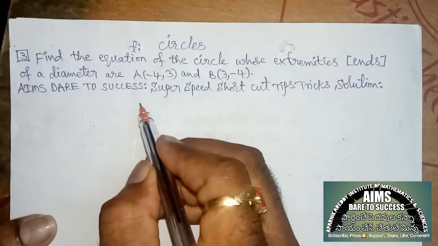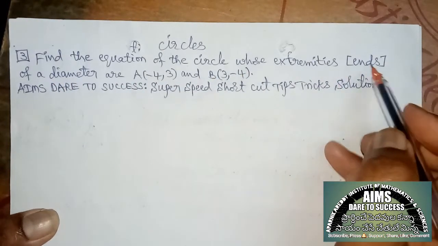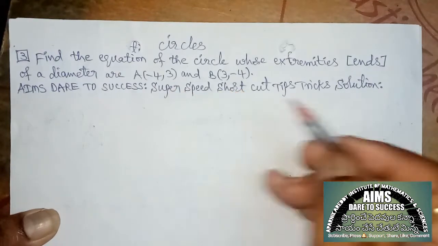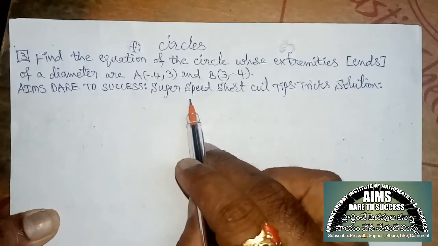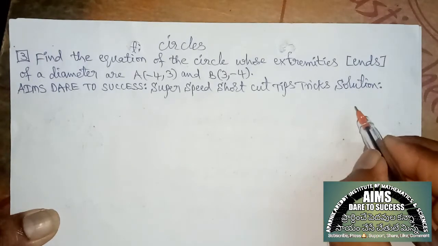Same model question, one more question my dear students. Find the equation of the circle whose extremities, ends of the diameter, are A (minus 4, 3) and B (3, minus 4). Aims day to success, super speed shortcut tips tricks solution within 10 seconds, especially made for you my dear students.